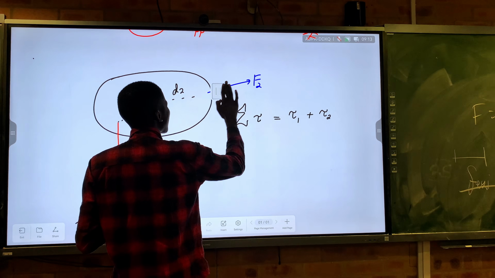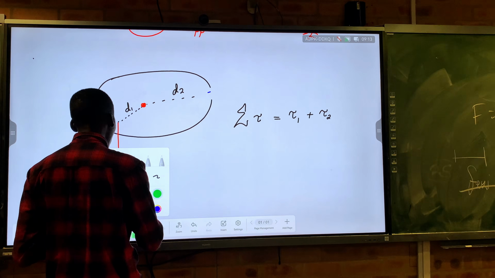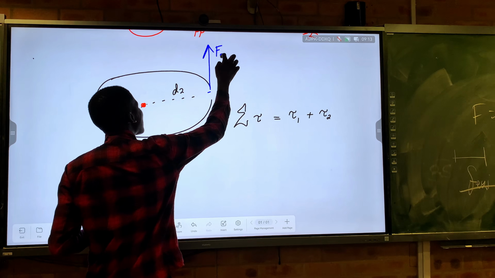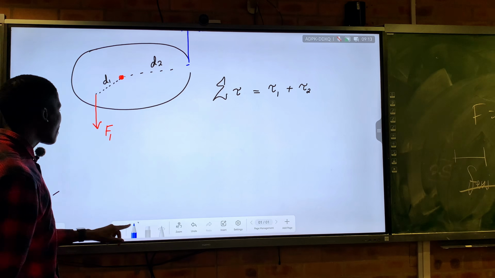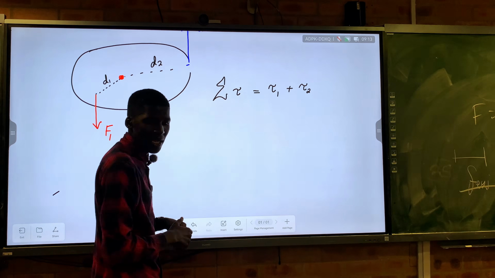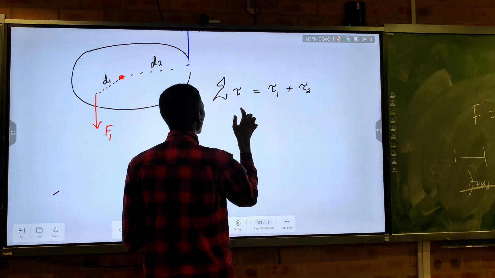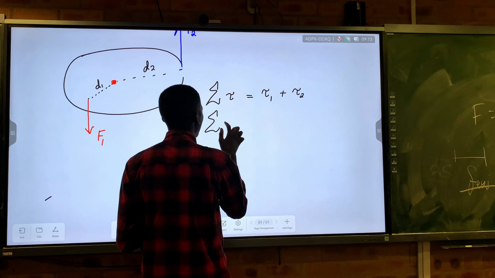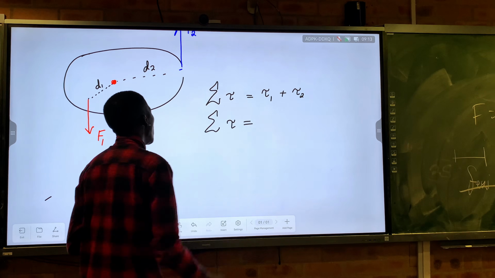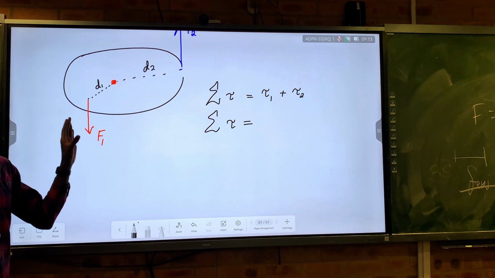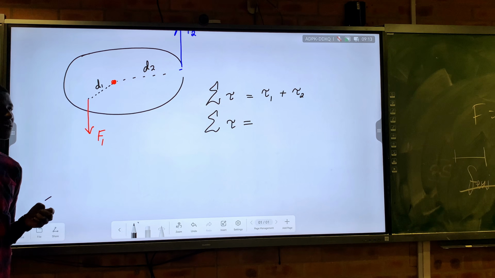So let me just adjust the force, which is force 2. Force 2 is acting in this direction. When I'm adding these two torques, since torques are vector quantities as well, I want us to know what will happen. What will be the sum of the torques here? Torque number 1, which is caused by force 1, is it going to be negative or positive?